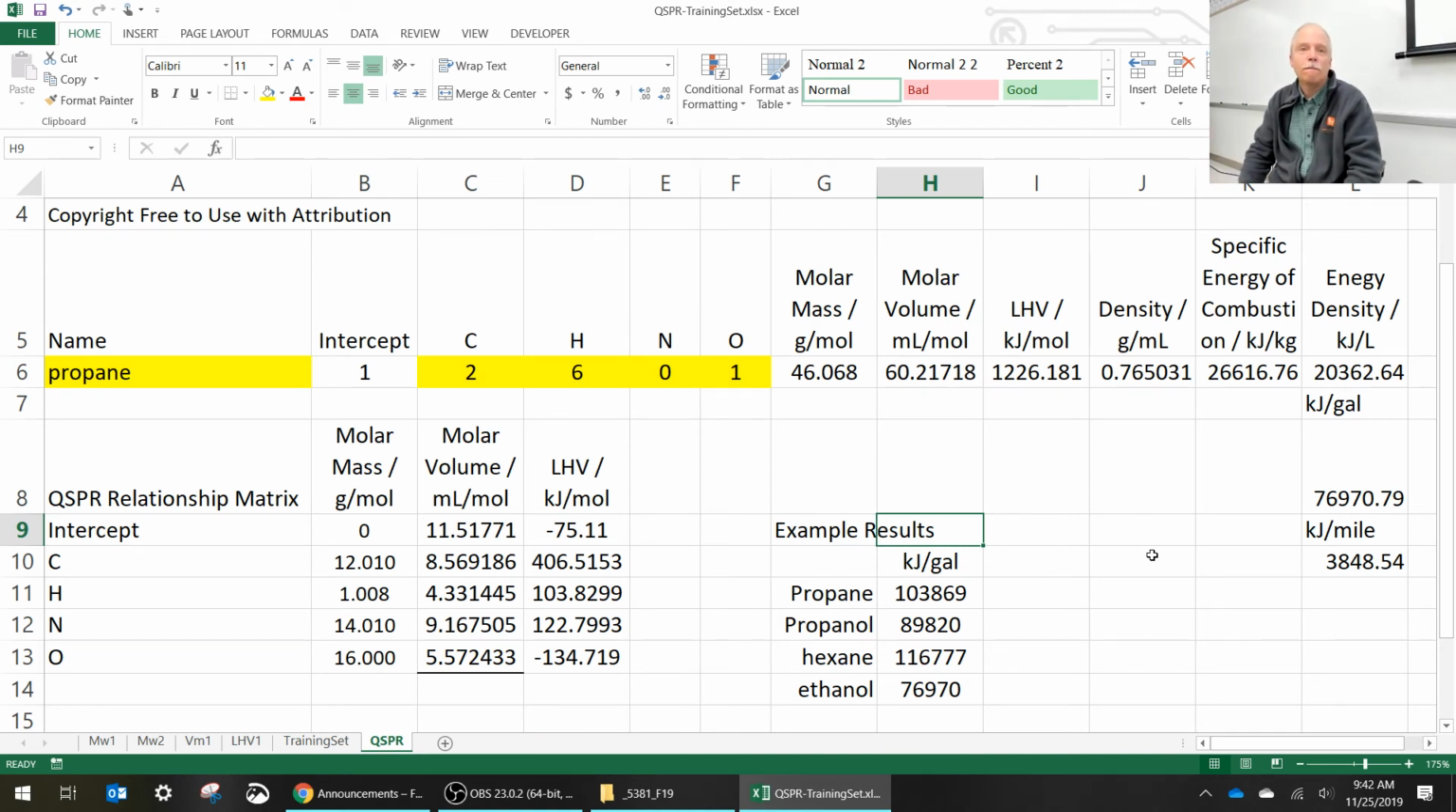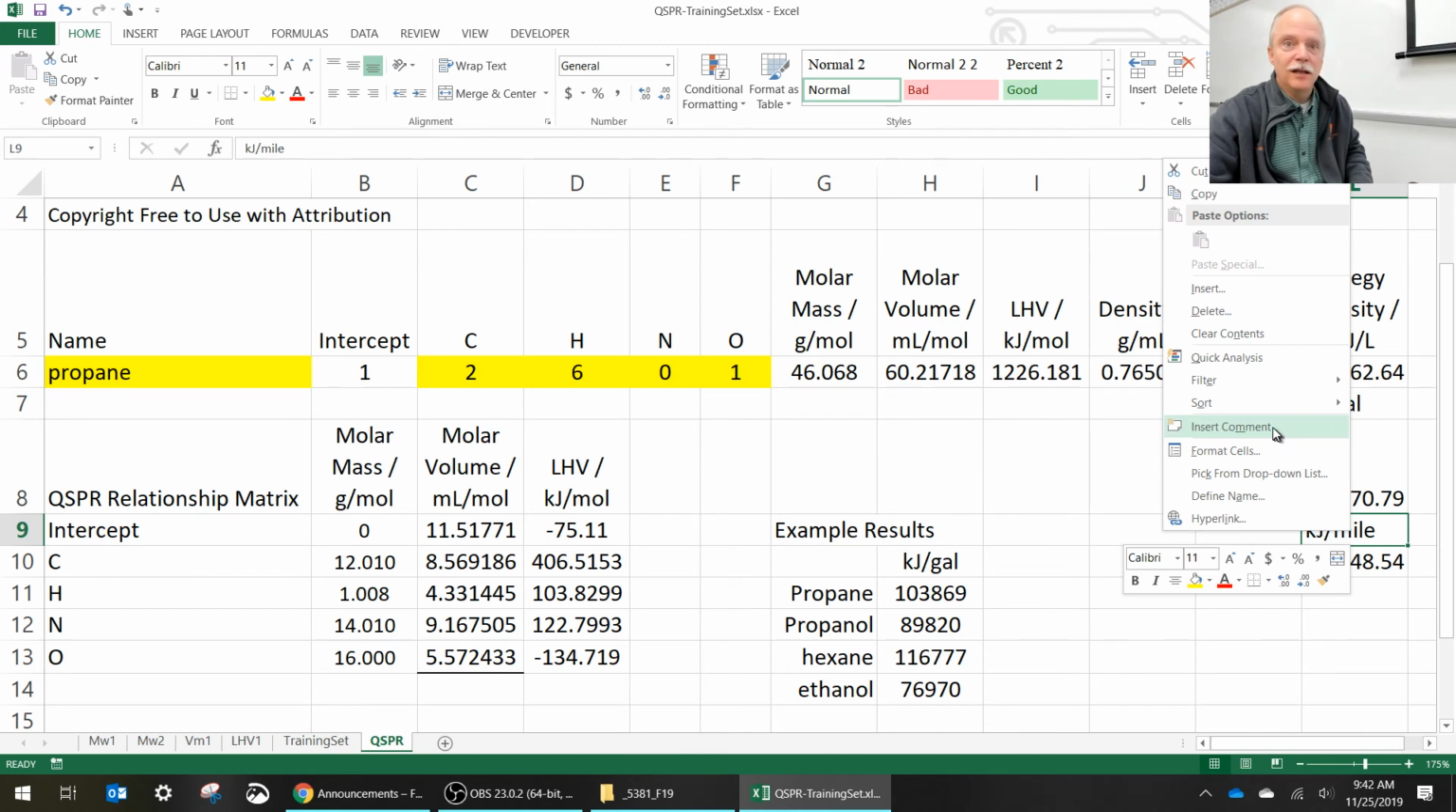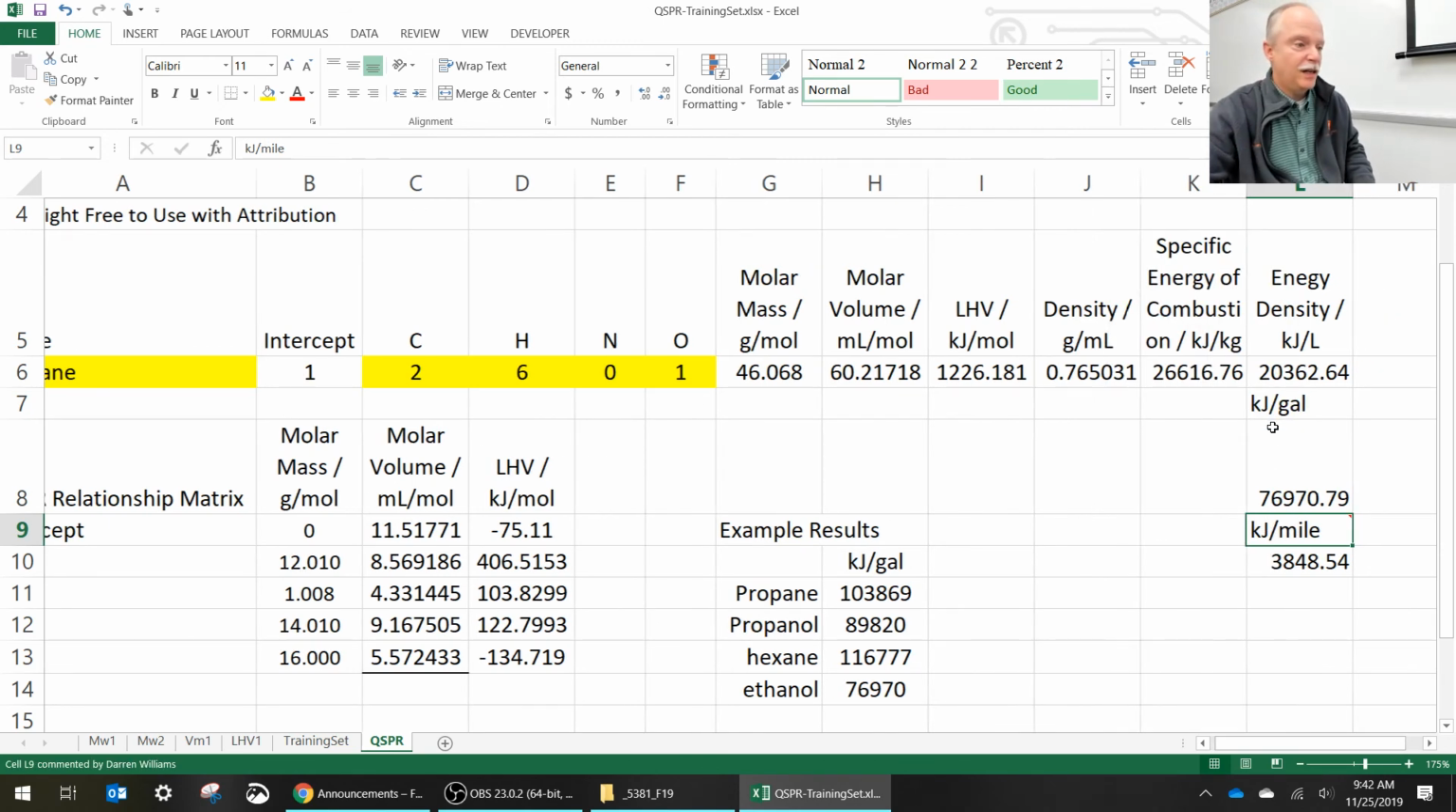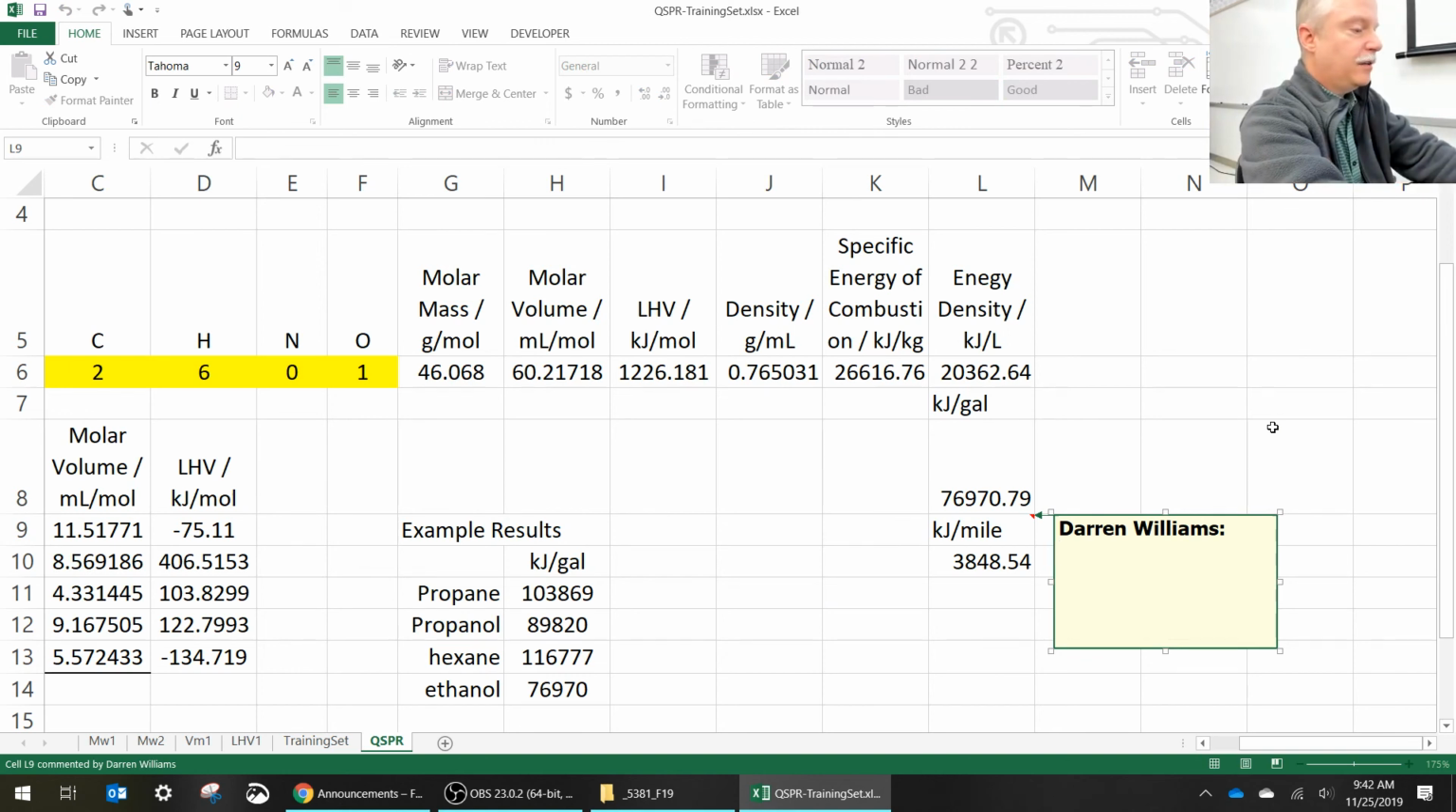Okay. Yes? Nowhere in this did we define the 20 miles per gallon type thing. Oh, excellent. Okay, so then we might put, under kilojoules per gallon and gallons per mile, I'm going to right-click this. And look here, here's an insert comment. So I'm going to hit insert comment and it pops up and it says: using the rule of thumb of 20 mpg as per Dr. Williams. Okay.